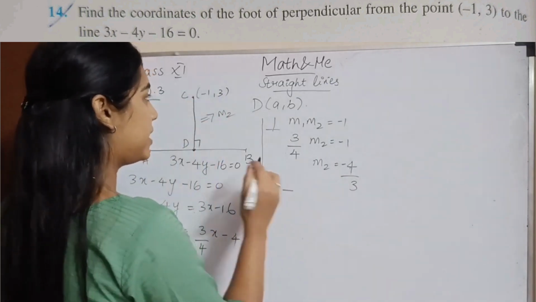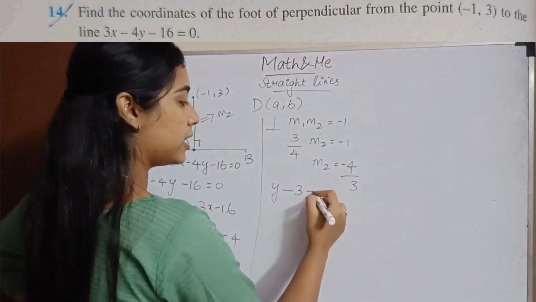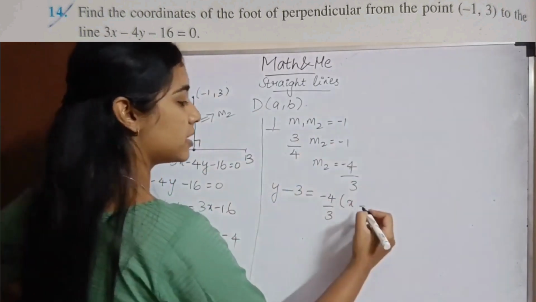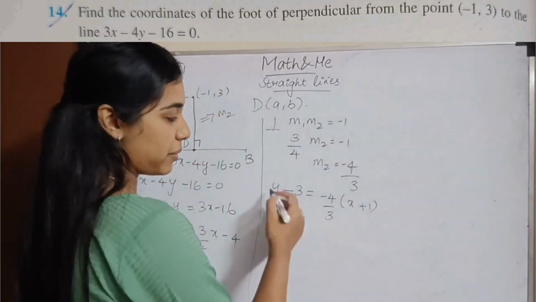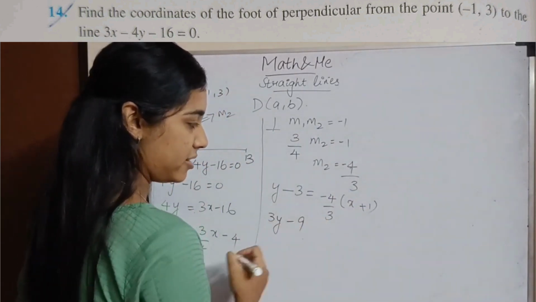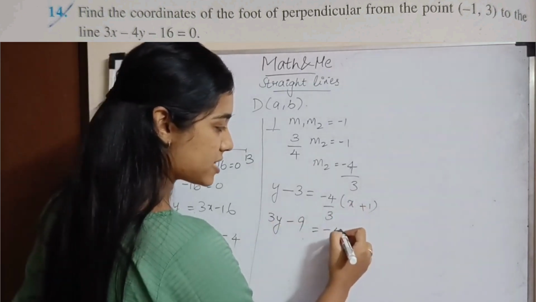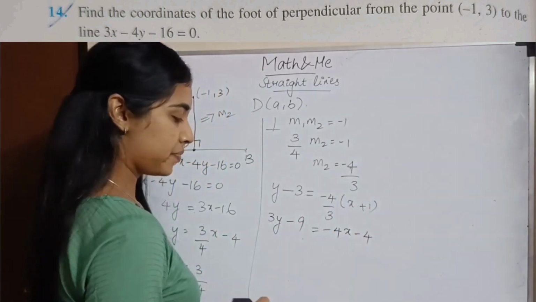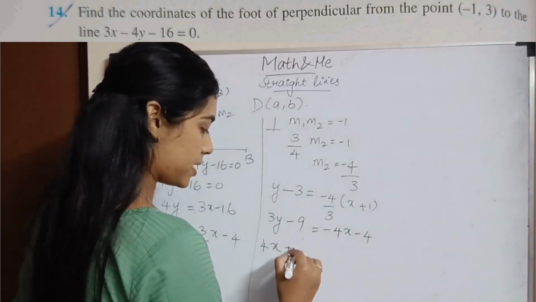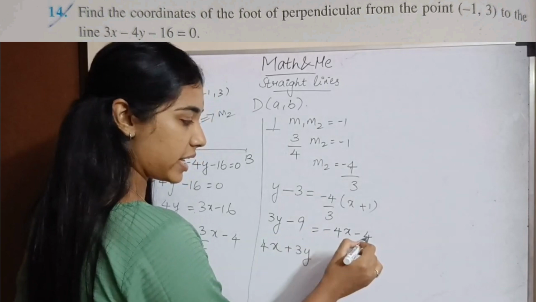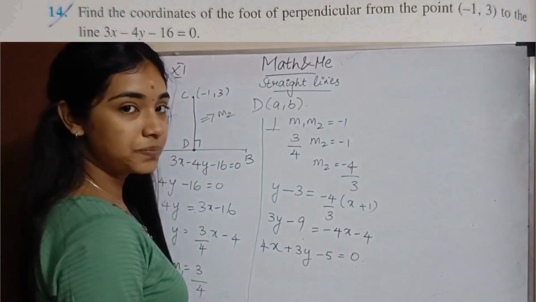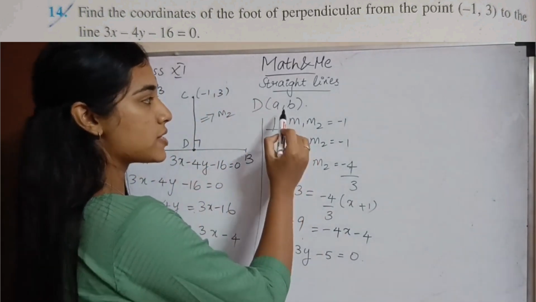You have y minus y naught equals m times x minus x naught. So when I multiply everything inside, I have 3y minus 9 equals minus 4x minus 4. When I bring everything to one side, I have 4x plus 3y minus 9 plus 4, which is minus 5, equals 0. Okay, now our goal is to find AB.